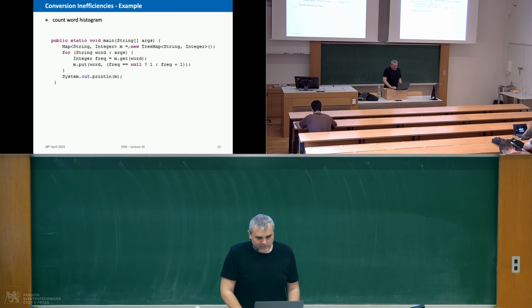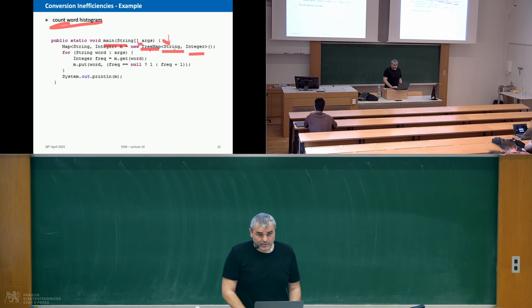So if you look at a more complex example here, a word count histogram. Let's have a main method with input arguments, and we would like to count a histogram of the words provided as input arguments here. So what we will do here, okay, let's create a collection, a TreeMap structure, where the key will be the word itself, and the value will be the count. And here is the problem. All these standard collections require working with objects.